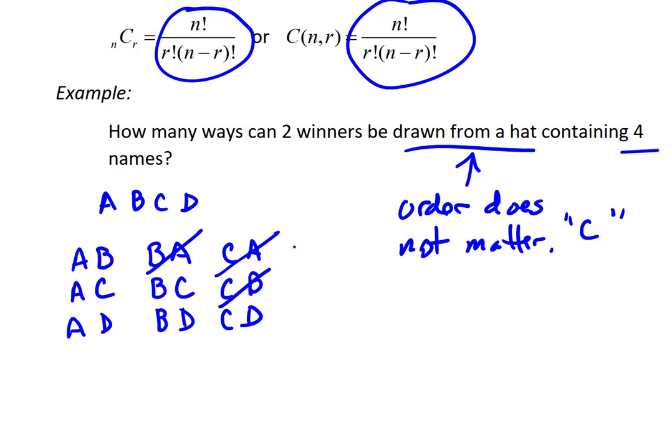Okay, we'll continue this on, and then we lastly have DA, DB, and DC. But again, if AD was already selected, then we don't need DA. If BD was already selected, we don't need DB. And if CD was already selected, we don't need DC. So you can see how really we start canceling out some of the possibilities because they've already existed just in a different order. And that's why you'll end up with the formula we have above.